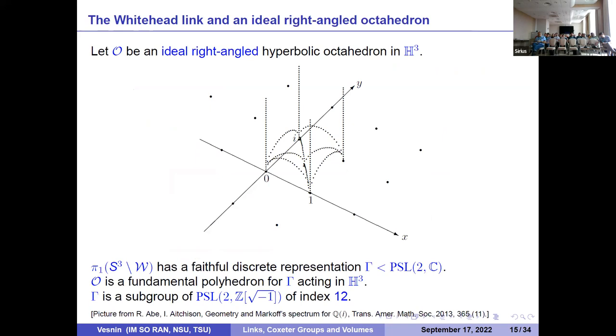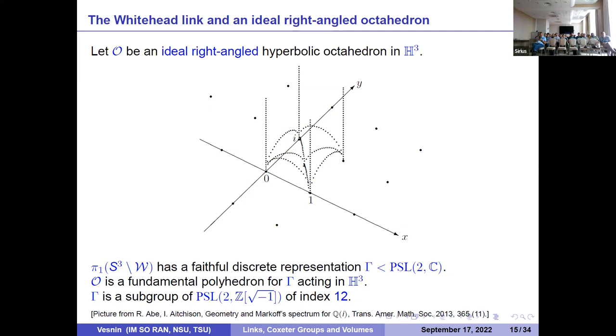And just for your intuition, a picture. We can see the upper half-space model of hyperbolic space with integer Gaussian numbers. You can take the points 0, 1, and so on, on the plane, and infinity. It is known that you can realize the complement of the Whitehead link as a hyperbolic manifold, and for the group of the Whitehead link you get a faithful discrete representation in PSL(2,C). This octahedron is a fundamental domain for this group. And we also know that this is a subgroup of finite index in the group PSL(2) over the ring of Gaussian integers.